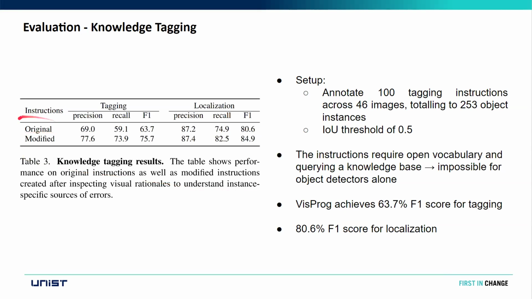There are two versions here, the original version and the modified version. In the original version, there are a lot of cases where it failed, where they detect it right, but the tagging is slightly wrong. So they modify the instruction to get better performance. I will show later how they modify the instruction. It showed very good performance, and they evaluate this by manually looking at the output themselves.